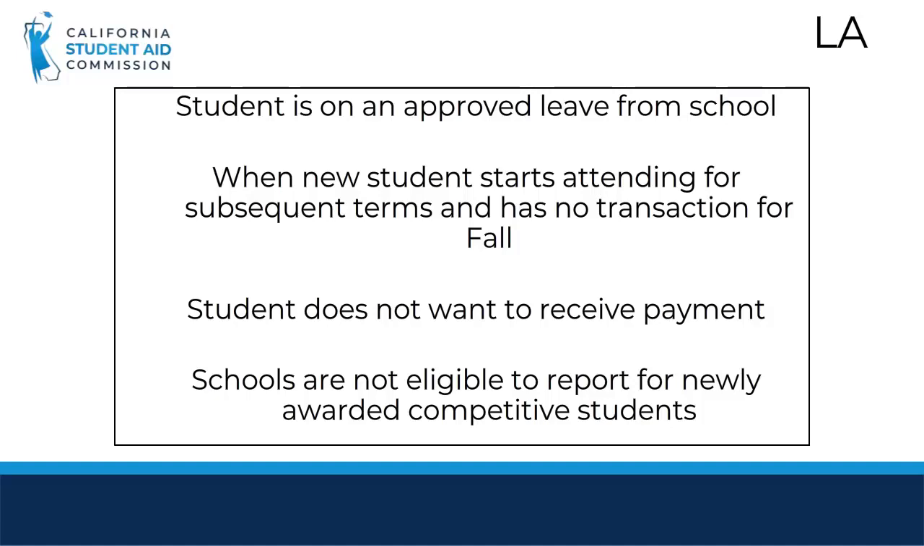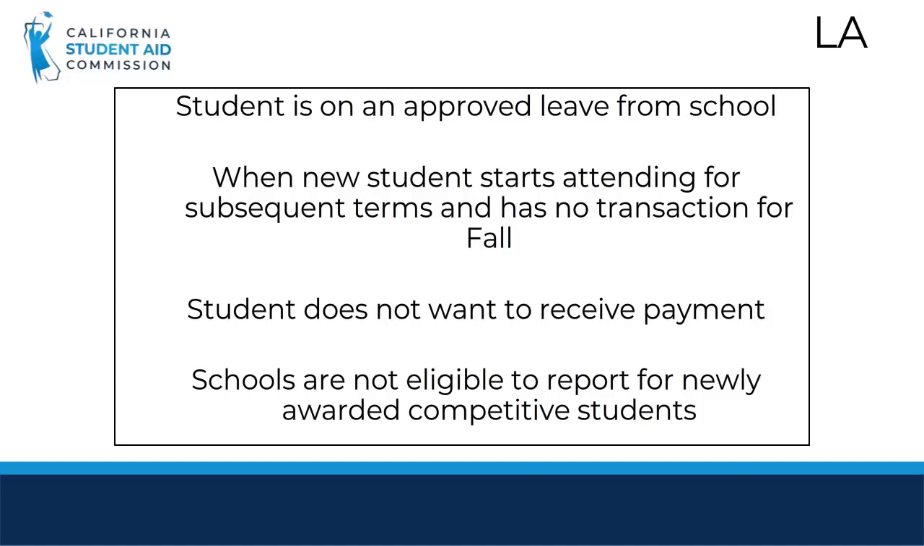LA, or leave of absence. When a student is newly awarded a Cal Grant, there must be a status reporting of some kind for the fall term. If the student is new to your school for winter or spring, you will need to report a leave of absence, or LA, for the fall term in order to report payments for the subsequent winter or spring terms. The student can have an LA reported if they want to save their award and not receive a payment for a particular term or terms.